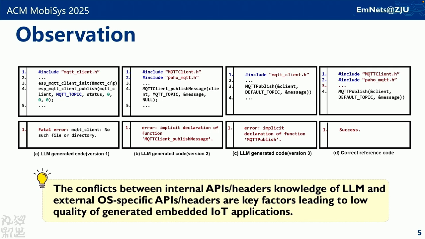These results indicate that LLMs may lack a contextual understanding of the relationship between embedded OS-specific headers and APIs, likely due to insufficient training data in this domain. Such discrepancy leads to inconsistency between the LLM's internal and external knowledge. Internal knowledge means, for example, Linux version APIs, and external knowledge means the local OS version APIs. This issue results in poor code generation quality.